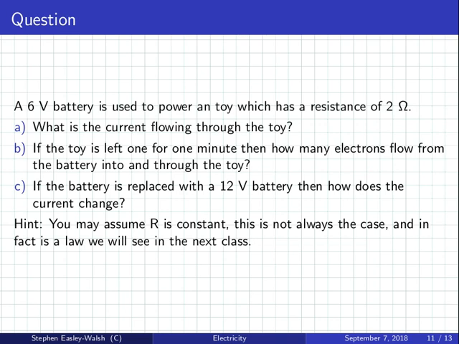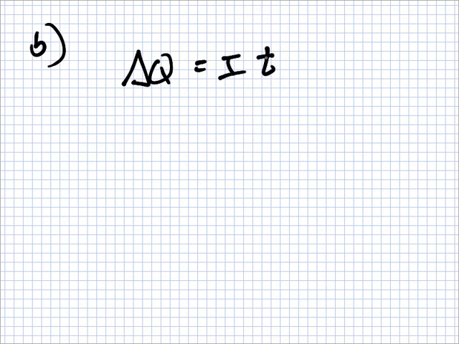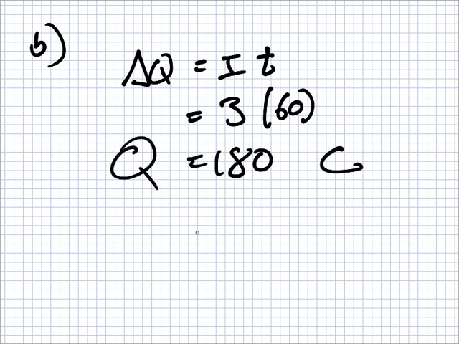If the toy is left on for 1 minute, then how many electrons flow from the battery into the toy? Okay, so if the toy is on for 1 minute, we want the number of electrons. What formula could I use for B? Good. Q equals IT. Now, what's the I for this question? 3. And the T, 1 minute? 60. So that's 180 coulombs is the charge.